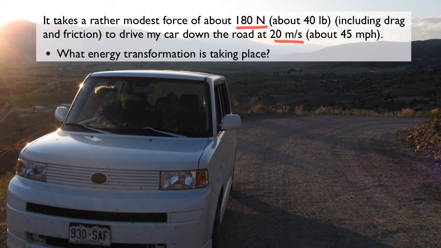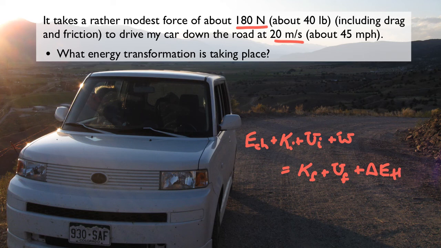Well, if it's going down the road at a constant speed on level ground, our basic relationship looks like this. We have chemical energy on the right, and chemical energy plus the initial kinetic energy plus the initial potential energy plus the work is equal to the final kinetic energy plus the final potential energy plus the change in thermal. When your car is going down the road at a constant speed, since the speed is constant, Ki and Kf are equal, so I can cancel them. No one is pushing you, so there's no work being done. If you're on level ground, the potential energy is not changing.